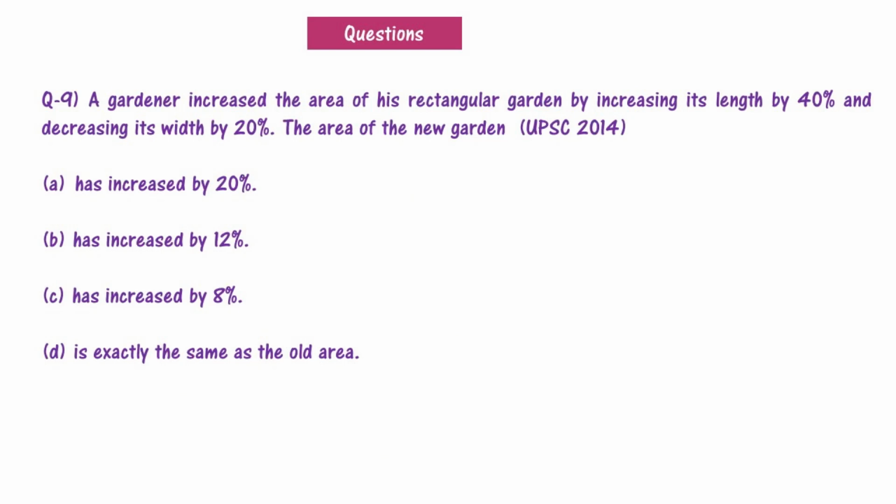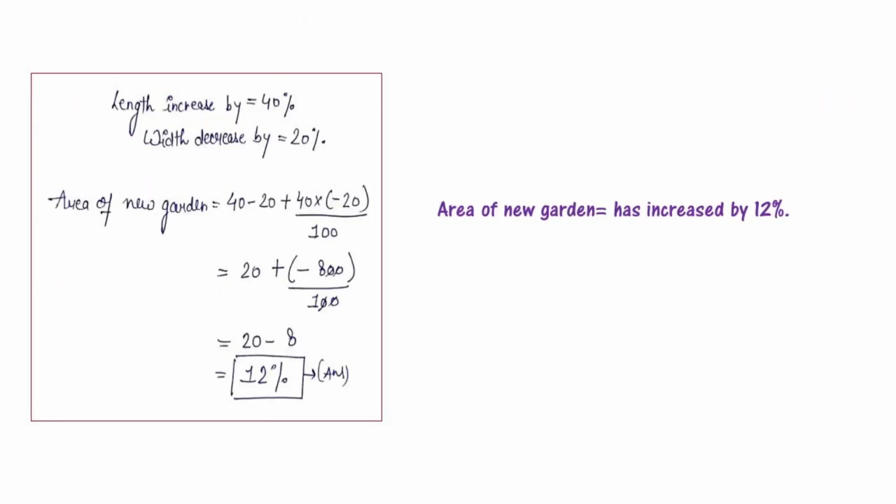Now comes question number 9. A gardener increased the area of his rectangular garden by increasing its length by 40% and decreasing its width by 20%. The area of the new garden, options are: has increased by 20%, has increased by 12%, has increased by 8%, is exactly the same as the old area. This is a UPSC 2014 question. Please solve this question. Let us solve this question.